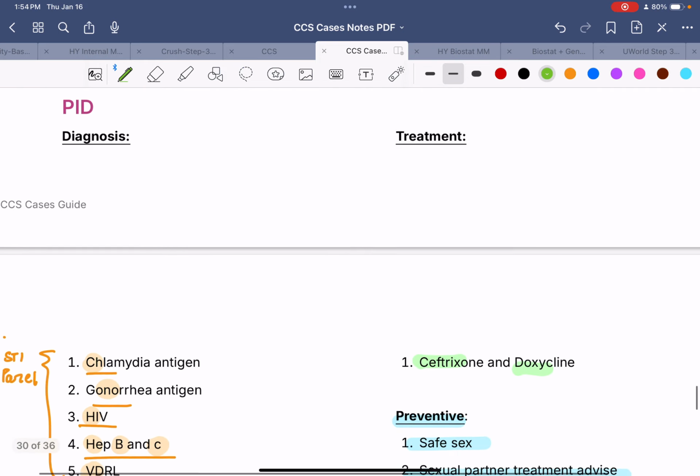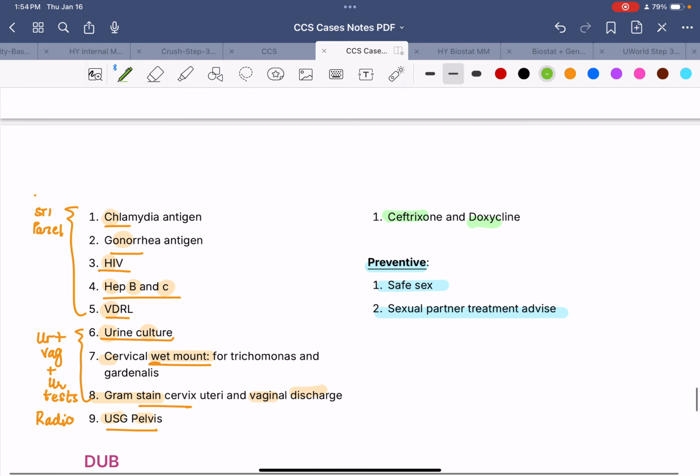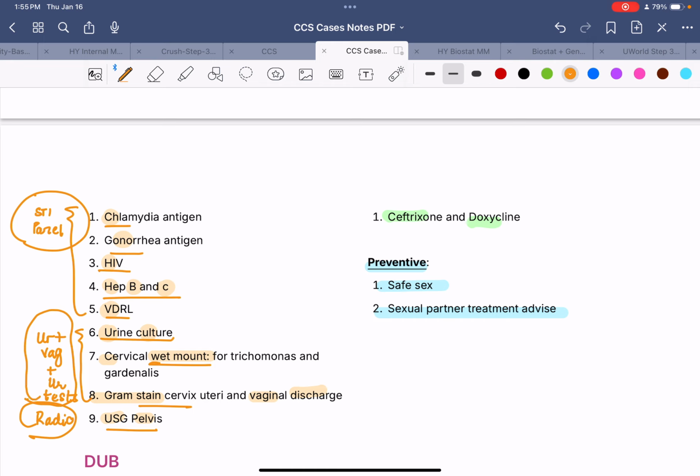Next off, we have pelvic inflammatory disease. Again, for pelvic inflammatory disease, we can do some sort of STI testing in order to confirm the infectious cause that is causing this pelvic inflammatory disease. Besides that, we can also do some sort of urine, vaginal or urethral tests, right? And next off, the third main step would be a radiological test.